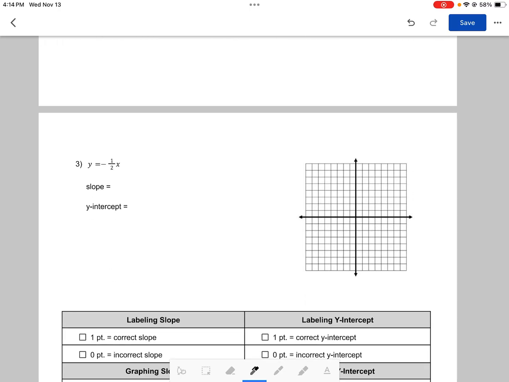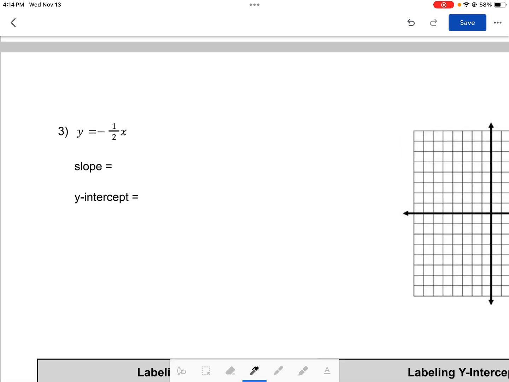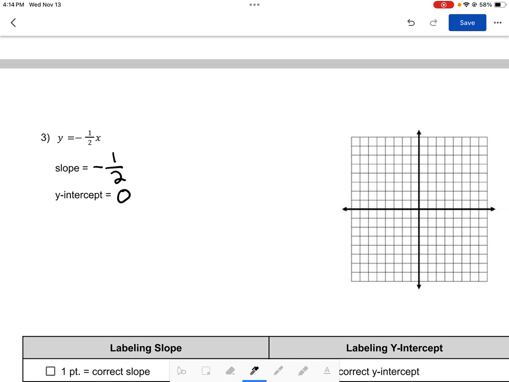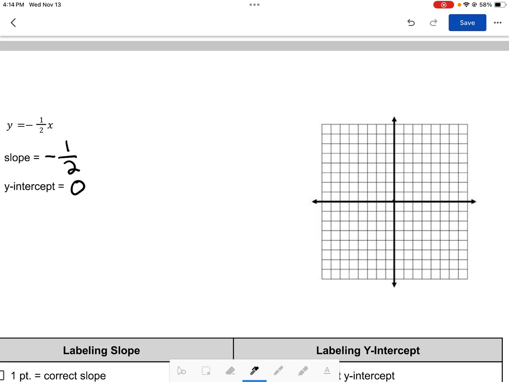Looking at number 3, y equals negative 1/2 x. So my slope here is negative 1/2. My y-intercept is going to be 0. I don't have a y-intercept shown. That's okay. That just means it's 0. So now on this graph, I'm going to start plotting points at the origin at 0, 0.